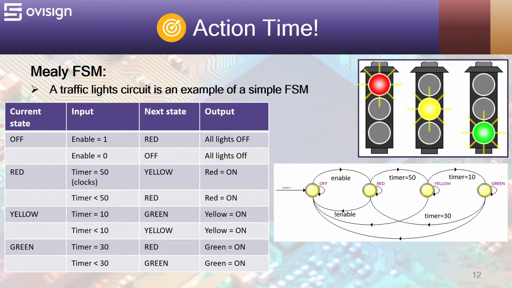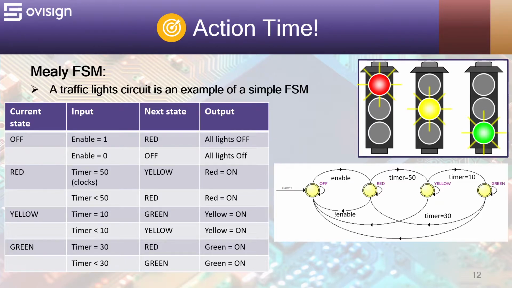If the enable signal is 0, then our semaphore is off. If we are in the off state and enable is set, then we go into the red state. After we enter the red state, we open the red light and loop here for 50 clocks. When the timer reaches the value 50, we go into the yellow state. Here we loop for 10 clocks and next go to the green state.